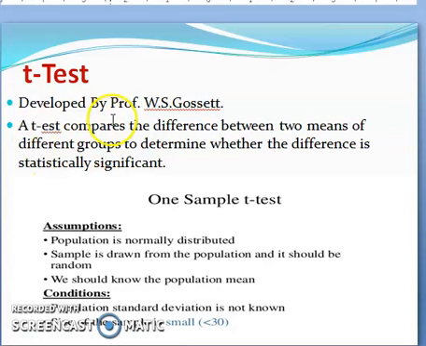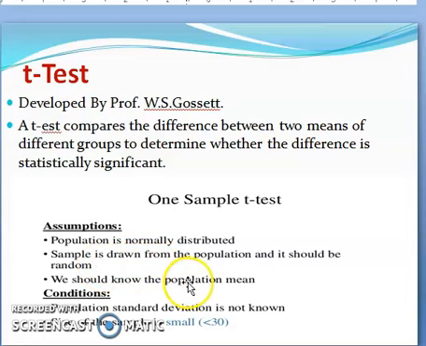Now t-test. The t-test was developed by Professor W.S. Gosset, and the second point is that a t-test compares the difference between the two means of different groups to determine whether the difference is statistically significant or not. So this is about the t-test. One sample t-test. Assumption: the population is normally distributed. Second point is the sample is drawn from the population and it should be random.